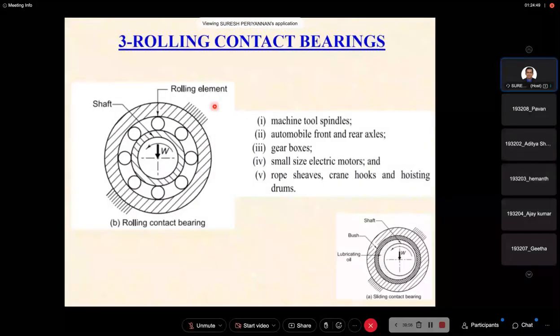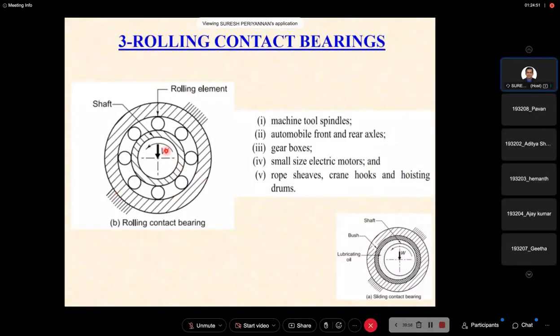Now, this is the rolling contact bearing. Just now we have seen this. The radial load is acting here. This is the fixed element. This is our rolling element. This is also rolling along with the shaft. For a recap, I have put the information here, the difference between sliding contact bearing and rolling contact bearing. There is some figure.